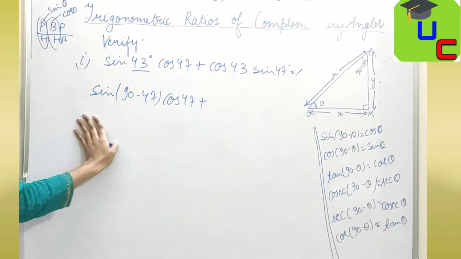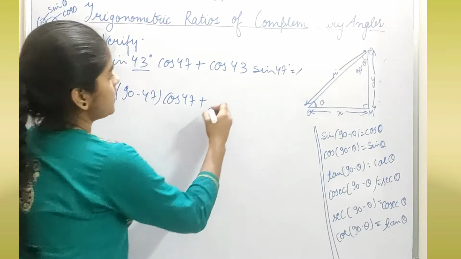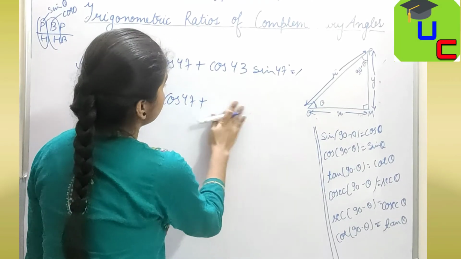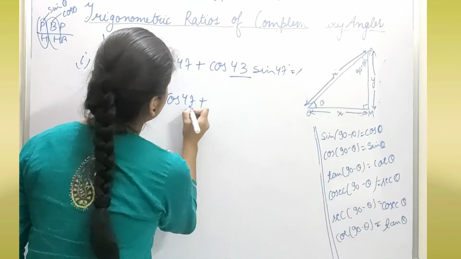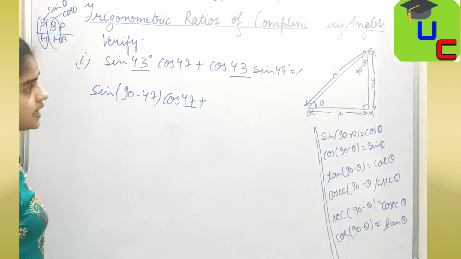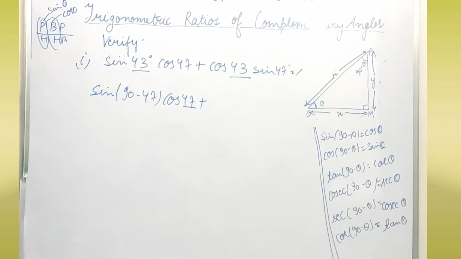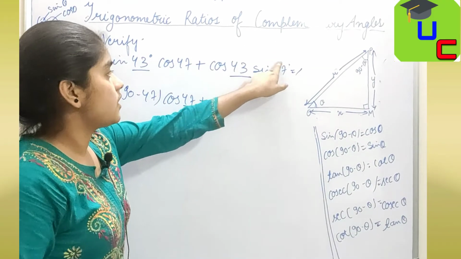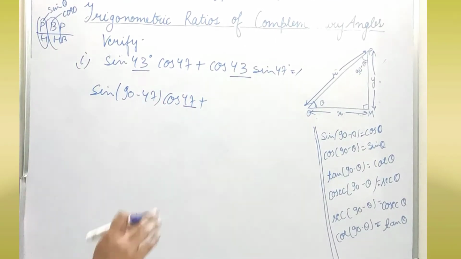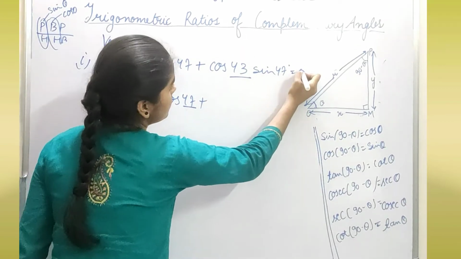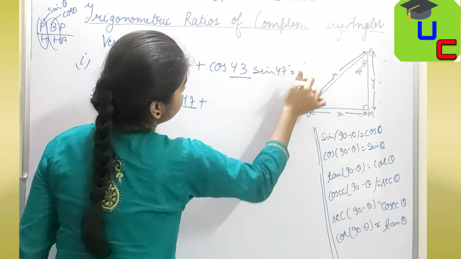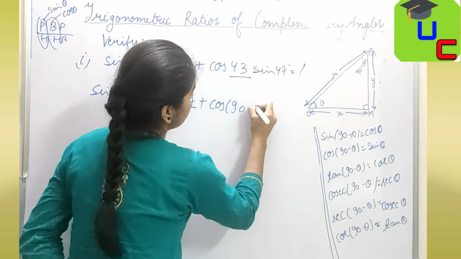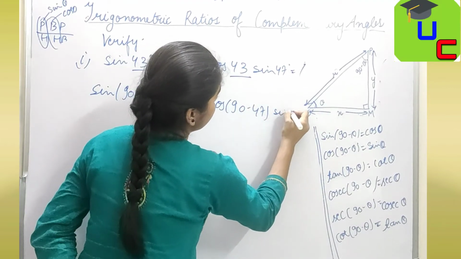And this is cos 43 degree. So change the value of 43. You already know that you are taking theta as 47, so try to make all the thetas as 47 only. Don't change this one. If you change this one, you will be unable to prove it as your question. Cos 90 minus 47, and this is sin 47.